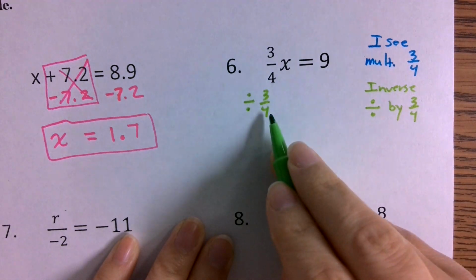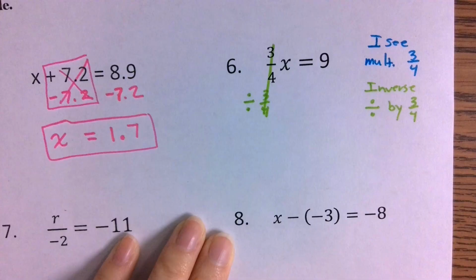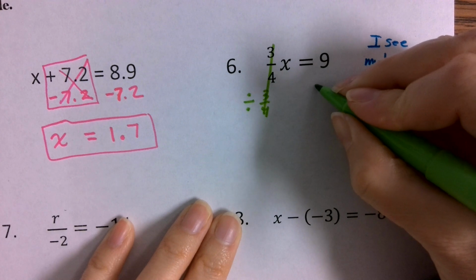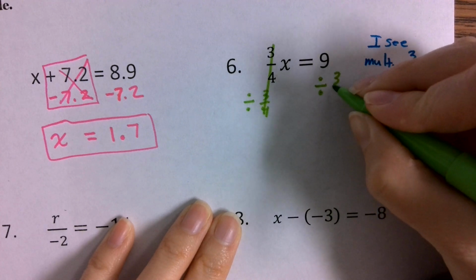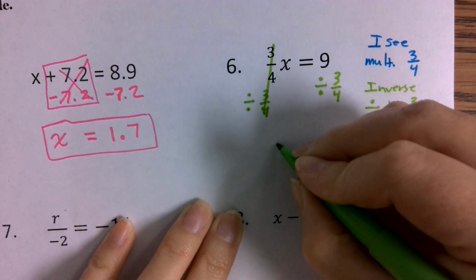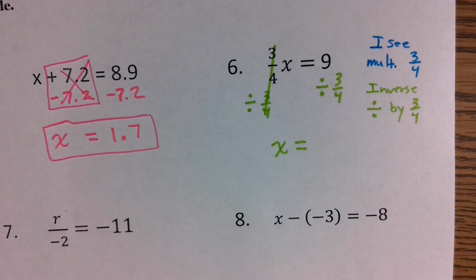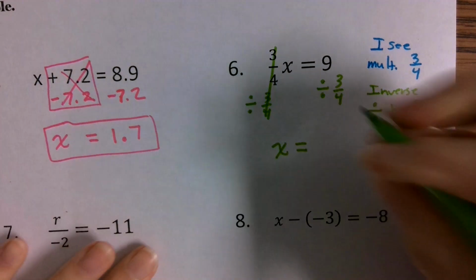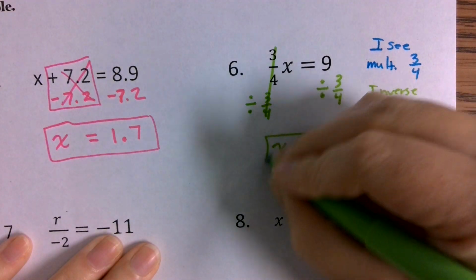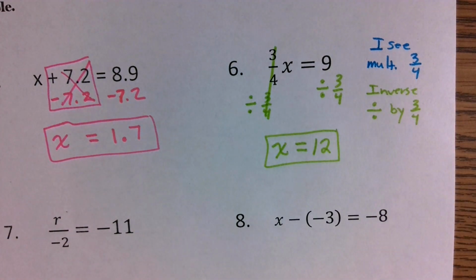So we take 3/4 and divide it by 3/4, those are going to cross off. We're then going to take 9 and divide it by 3/4. What do we get when we do 9 divided by 3/4? 12. Very good. So we get x is equal to 12.